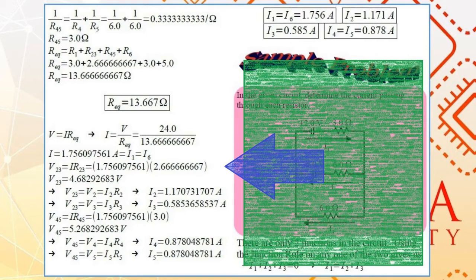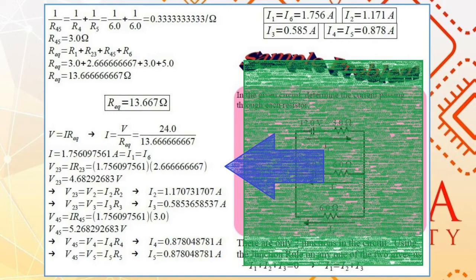That means I1 is equal to total current I. The same goes for I6. I1 is equal to I6, therefore is equal to 1.756 amperes. The current passing through R23 is also total current I. That means the voltage across R23 is equal to I R, Ohm's law. V23 is calculated to be 4.68292683 volts.